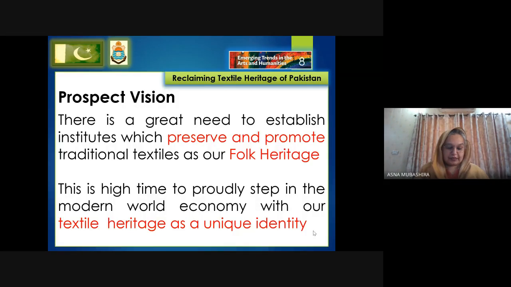Efforts should be made to create marketable contemporary textile products from the vast variety of historic traditional textile applications. There is a great need to establish a well-connected chain of institutes throughout the region to preserve and promote these historic traditional textiles. It is recommended that this is the high time to proudly step in the modern world with our textile heritage as our unique identity.